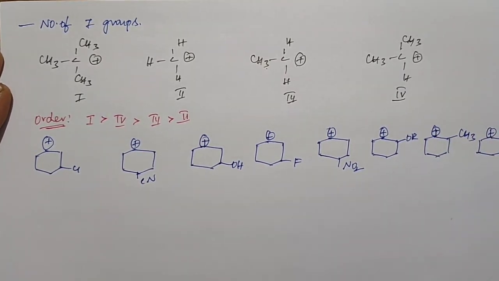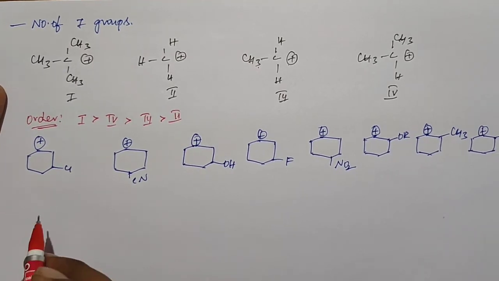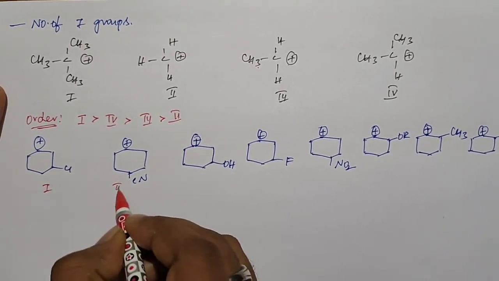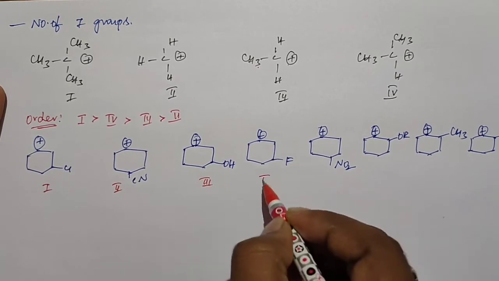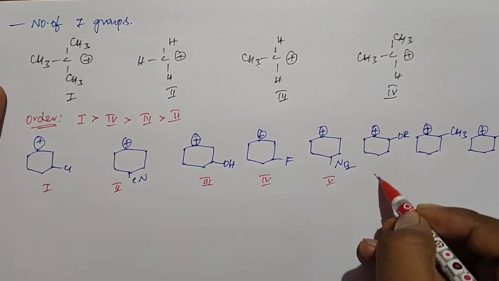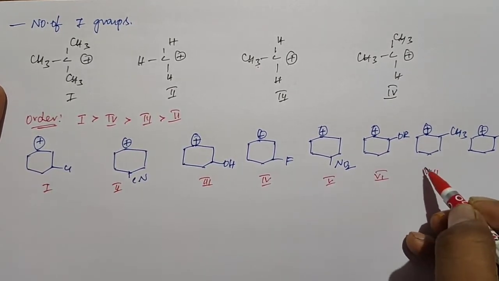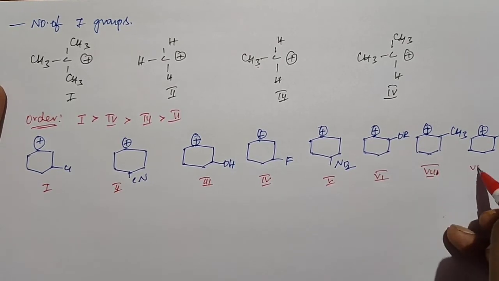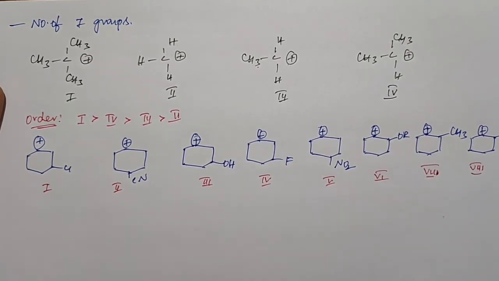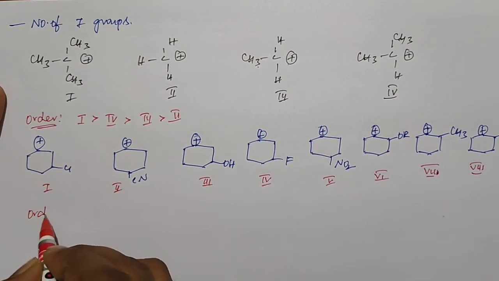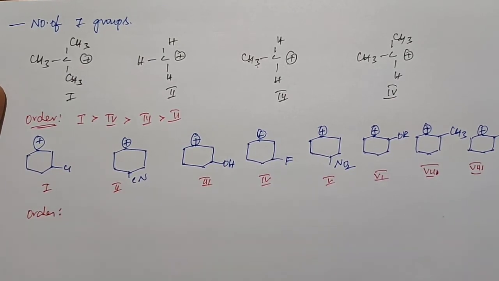Okay, this is the next example. Here we have various structures. First I just give the name 1, 2, 3, 4, 5, 6, 7, and this is 8. Total 8 structures we have.